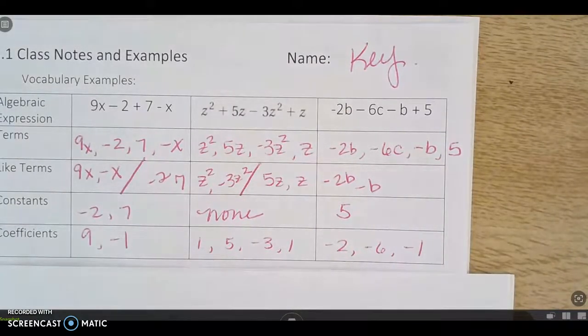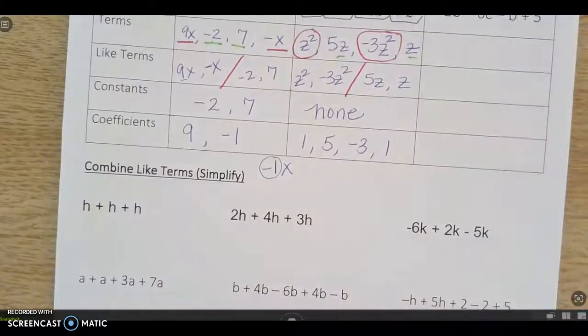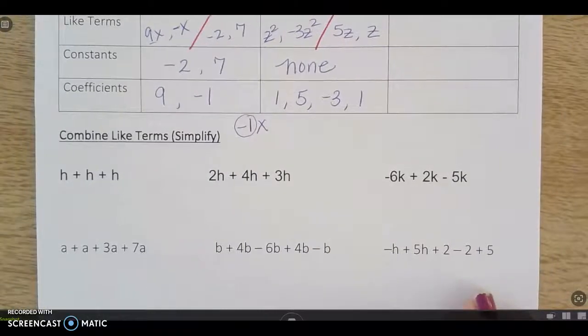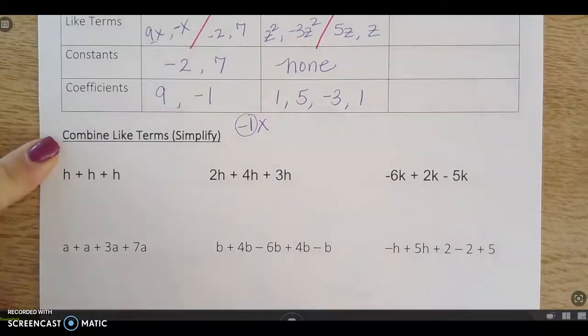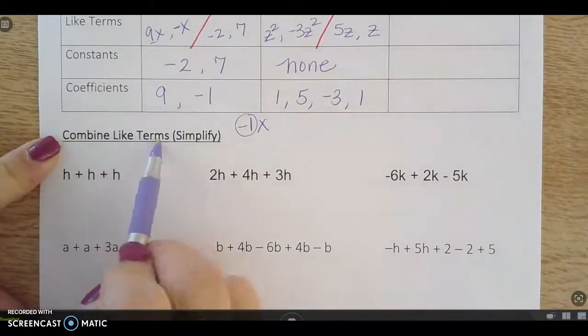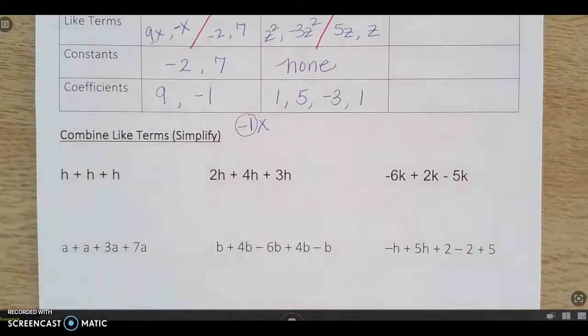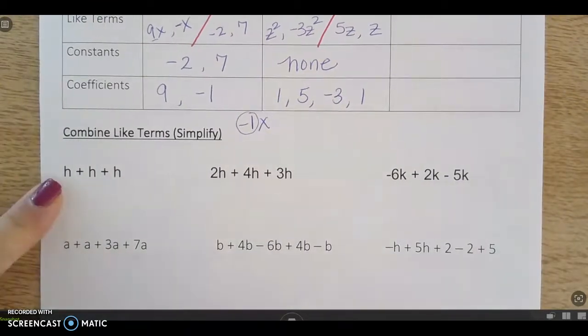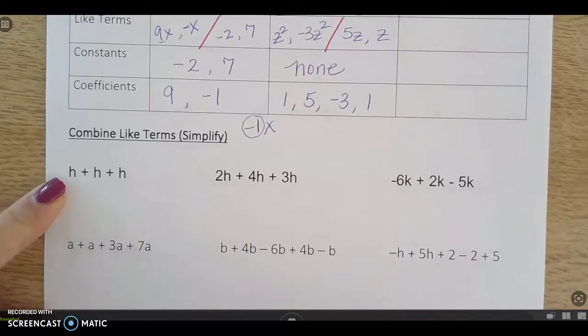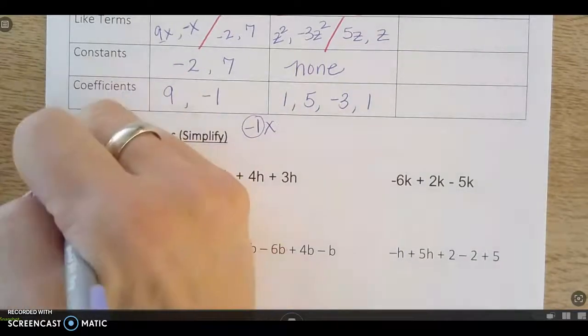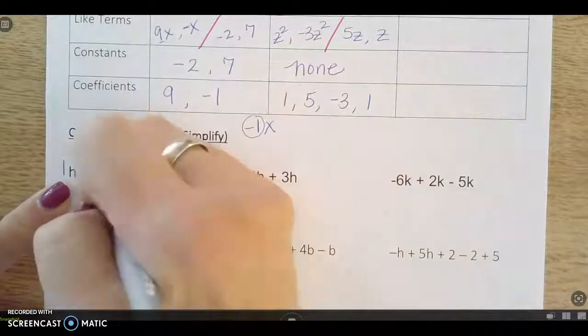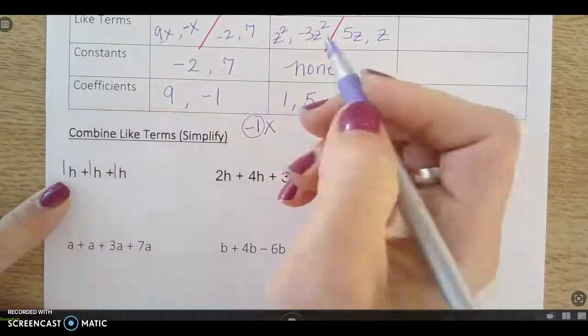All right. So after we've got that vocab figured out, we are ready to do what we call combine like terms, or we're going to simplify these expressions. Okay, so you saw this already in video 1. We'll do a few more examples together, and then you're going to finish these and check them. So remember that if there's no coefficient, it's a 1. So this is like saying 1h plus 1h plus 1h, right?